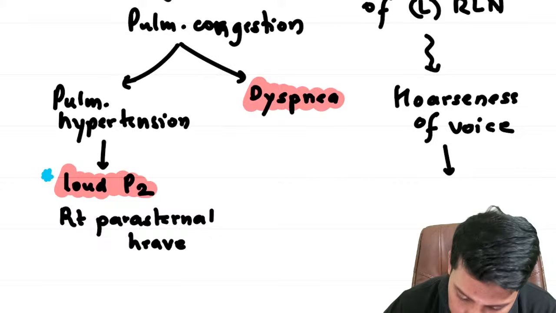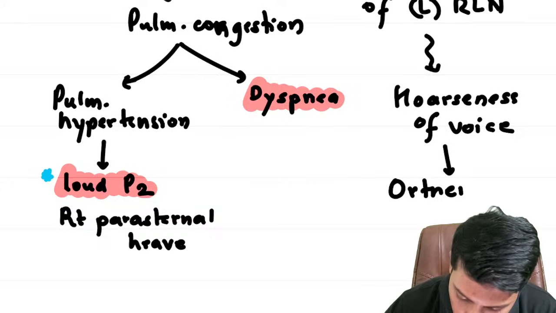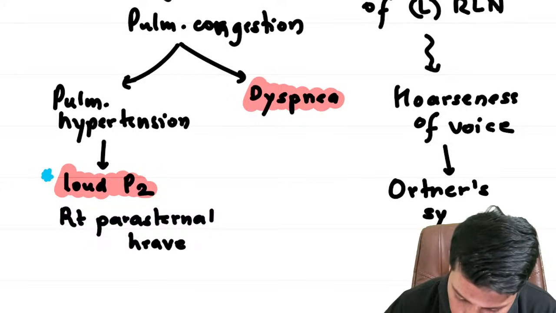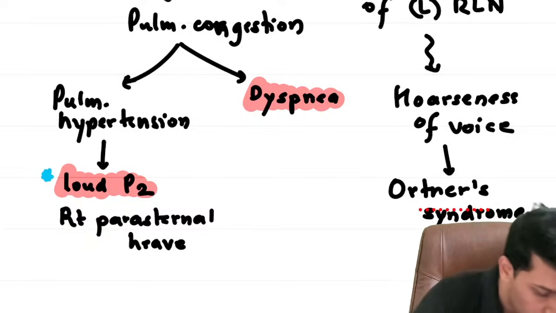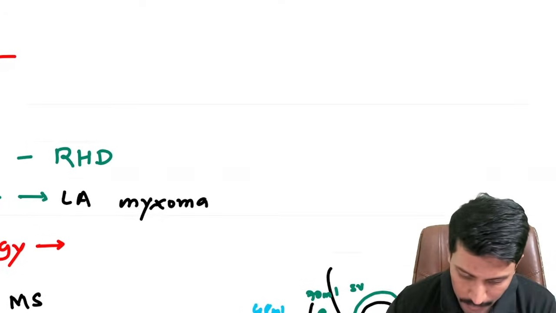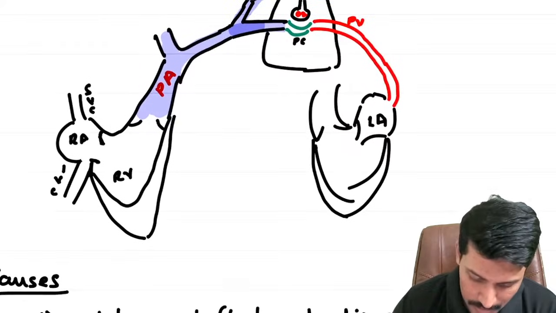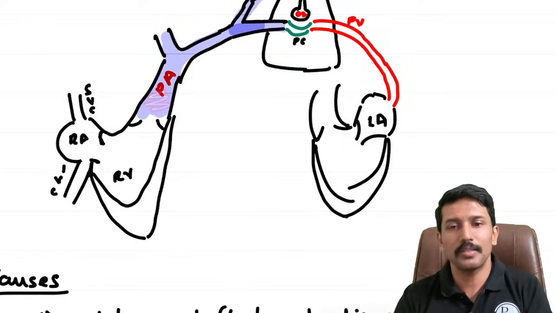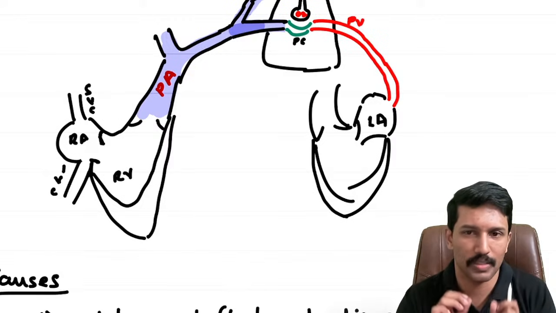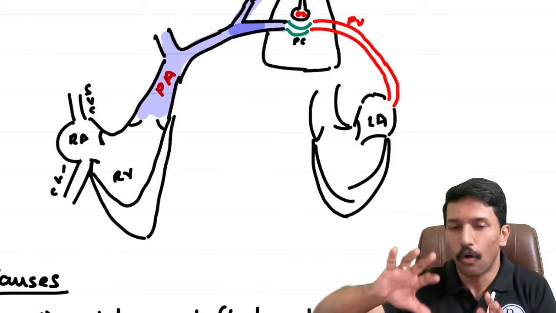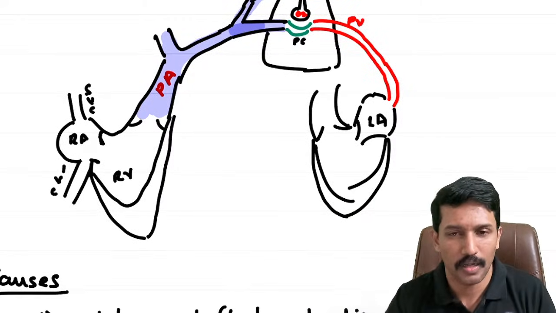And this manifestation is called Ortner's syndrome. Okay, so imagine pulmonary hypertension means your pulmonary artery pressure is high, right? So imagine that you're closing a door. You're closing a door of a room in which pressure is already high.